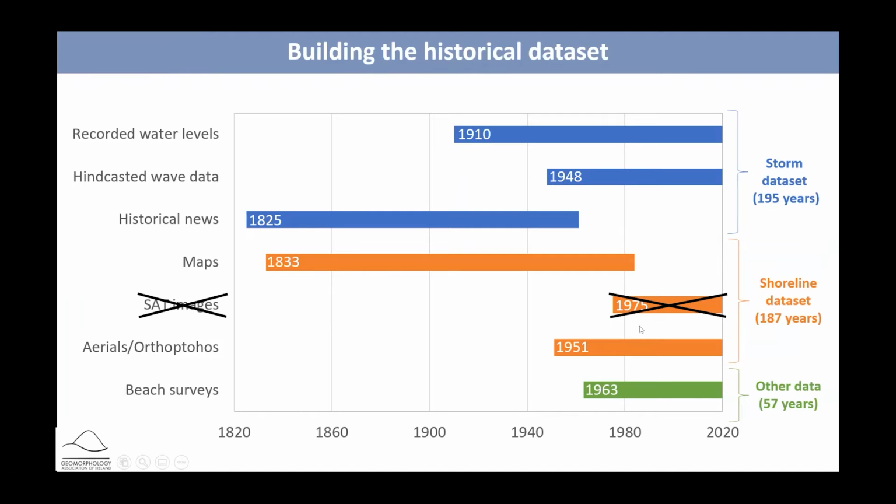The shoreline dataset is covering 187 years. We didn't collect satellite images because compared to aerial photographs, they have a much worse resolution in terms of spatial resolution, of course. And then we collected other datasets from 1963, so for the last 57 years.